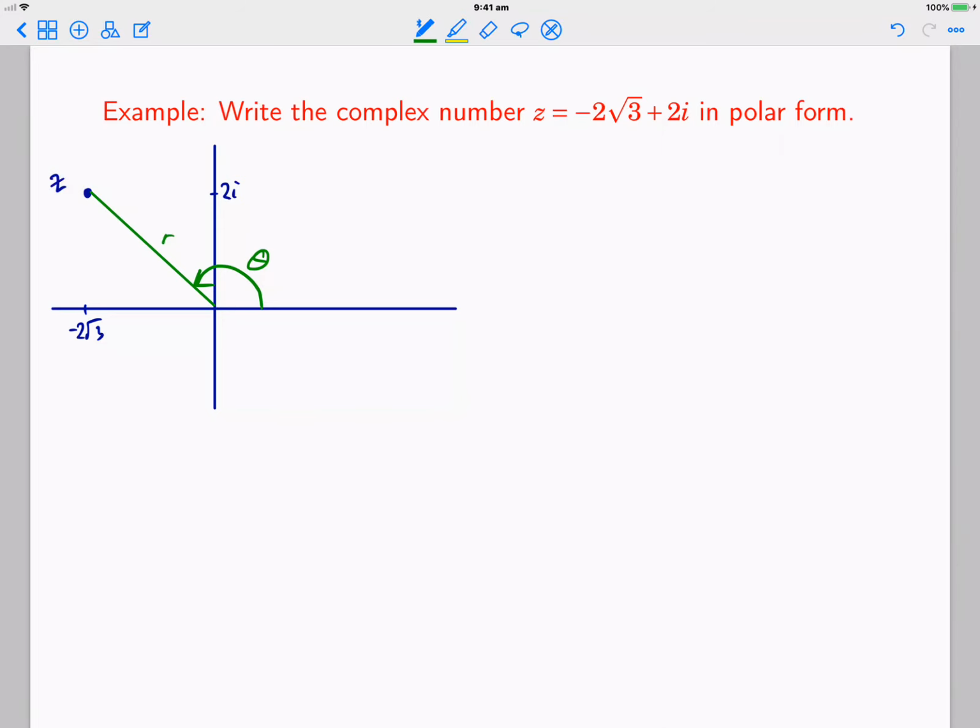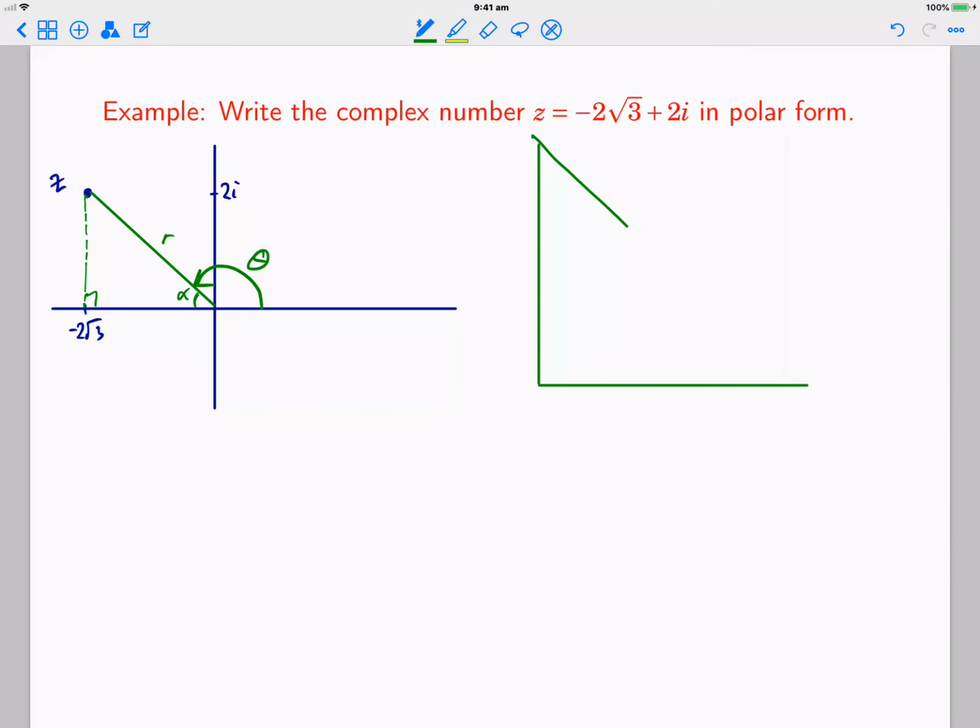Now in terms of how I can figure out r and theta, again, I can make a little right angle triangle. Let's call this little angle here alpha, okay? Now, let me draw it a little bit bigger, just so we can clearly see what's happening, the triangle that we're working with.